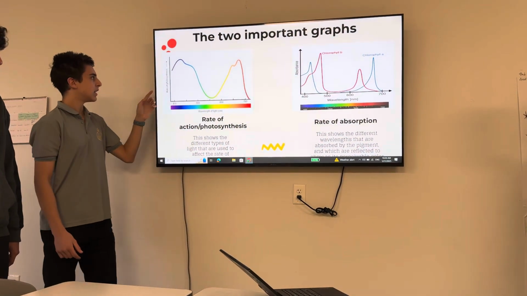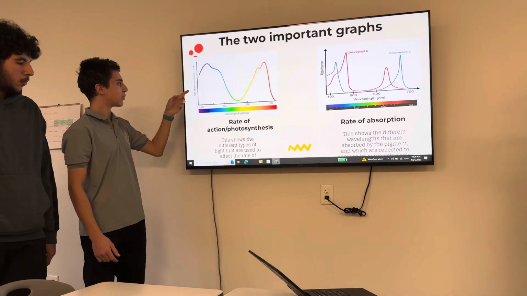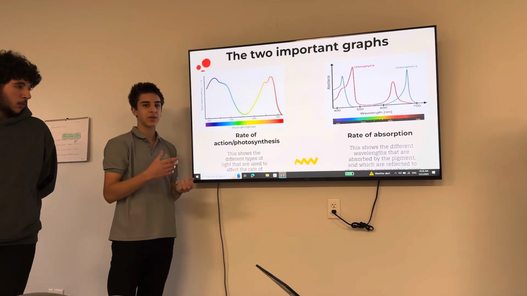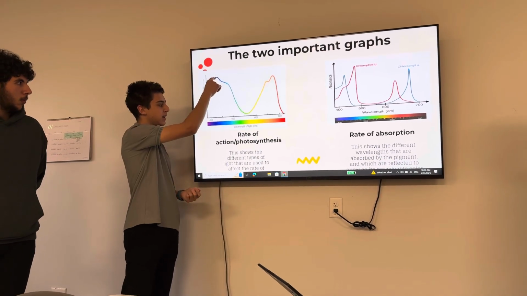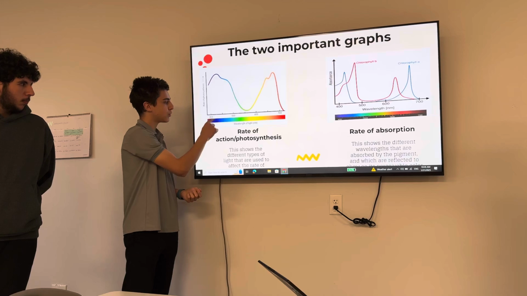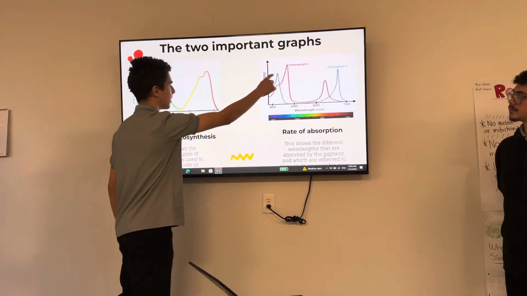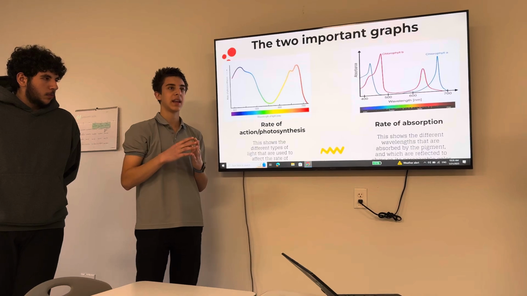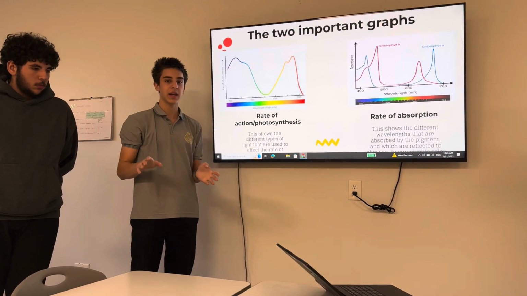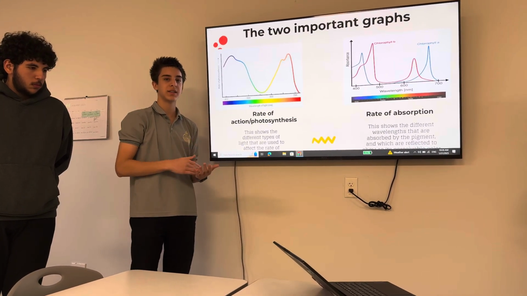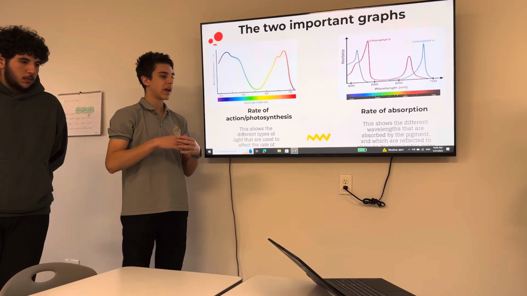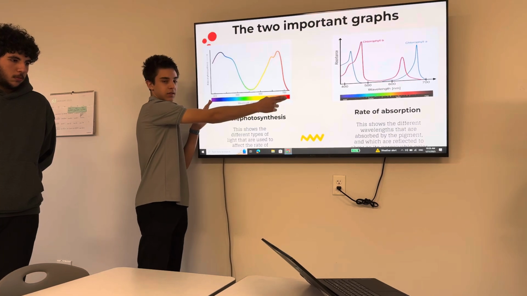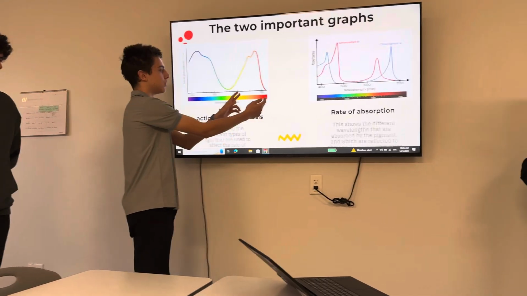Here, on the y-axis this time, it's the rate of photosynthesis. This means that, and it makes sense if you think about it, it's really high around blue, purple, just like it is here. That means that the light it absorbs and doesn't reflect will be used in the process of photosynthesis. So we have white light, it separates it into this, and then it takes the parts that it can use.